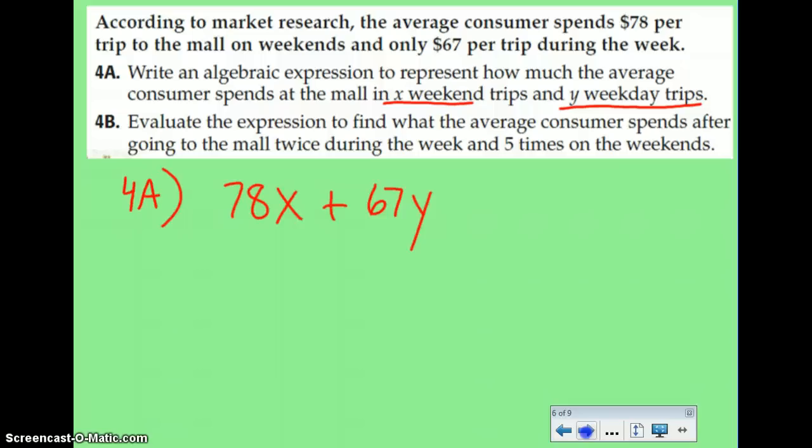On part B of this, they go ahead and tell us, okay, we make 5 weekend trips, and we went twice during the week. So we're substituting, twice is a fancy way of saying 2 for Y, and 5 goes in where the X is. So we get 78 times 5 plus 67 times 2. We can go ahead and simplify that.